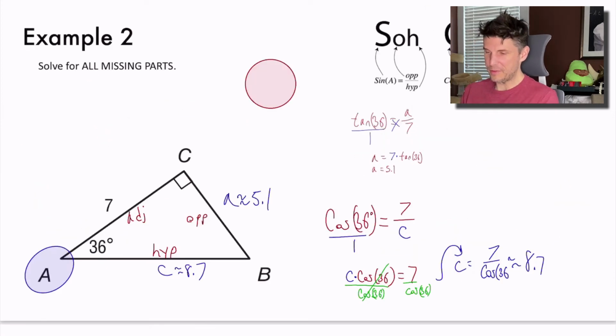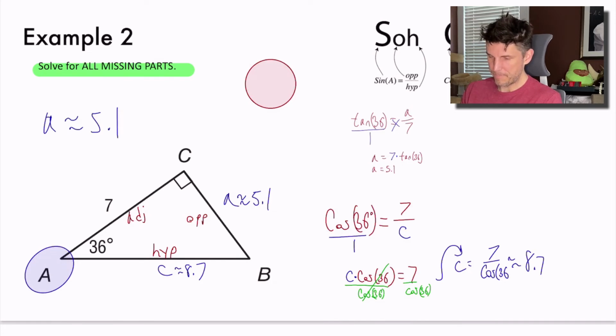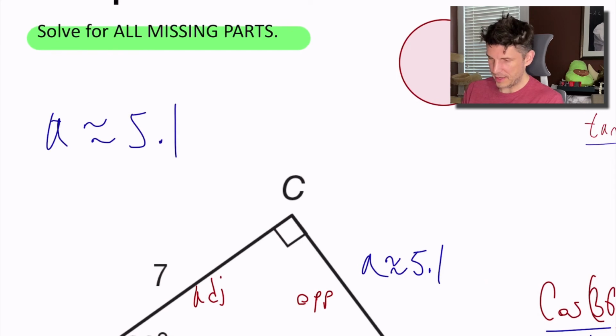One thing that we forgot to do is they said solve for all the missing parts, right? So we found out that A is about equal to 5.1. It's a really pretty sad A there. Let me try that again.